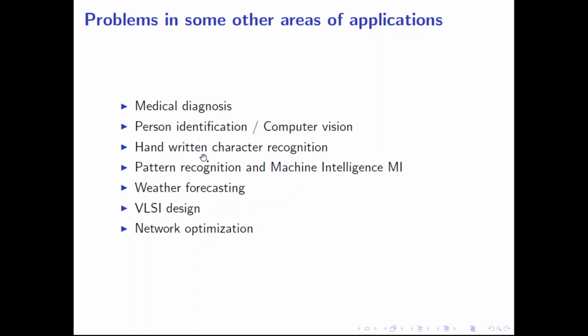Similarly, in character recognition, somebody may write 'a' in one style, somebody may write 'a' in a different style. So character recognition software can only work based on probability. It cannot say anything precisely. Similarly, pattern recognition, weather forecasting, VLSI design, network optimization, all these are problems where precise solutions cannot be provided. So you cannot go for hard computation for these types of problems.